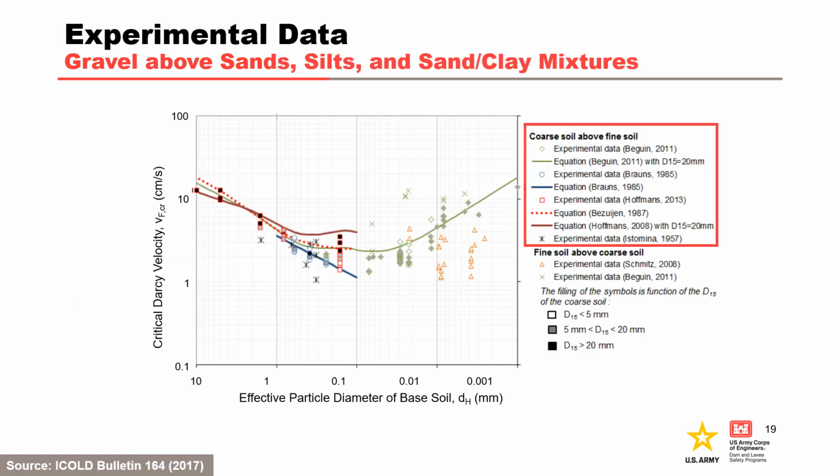Guido et al. in 2010 measured critical Darcy velocities for gravel above sands, silts, and sand-clay mixtures. Experimental results for the critical Darcy velocity range from 1 to 10 centimeters per second, with the minimum of 1 centimeter per second corresponding to a particle diameter of 0.1 millimeters. This figure was edited from the original by reversing the order of the x-axis and using centimeters per second instead of meters per second for the y-axis.